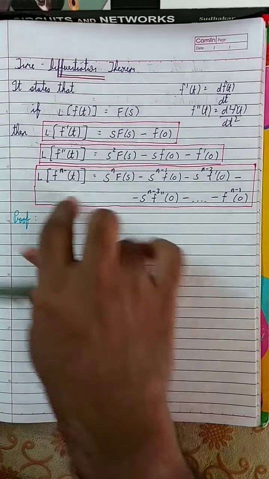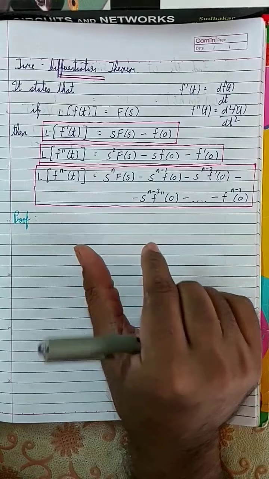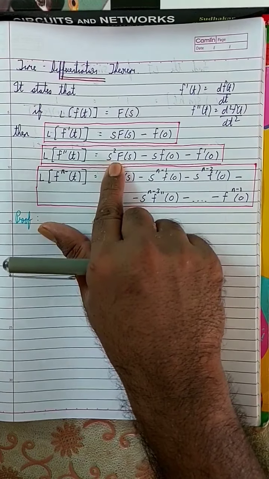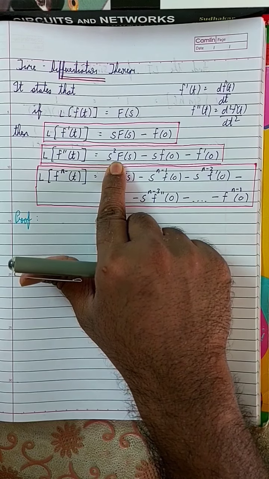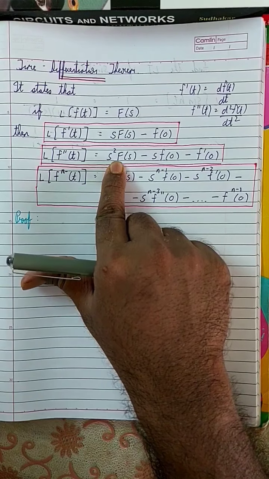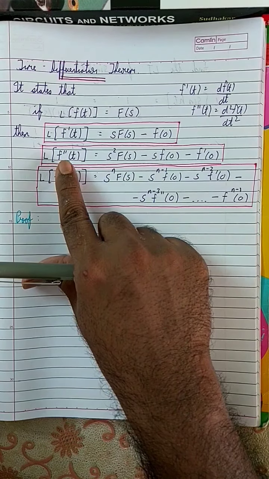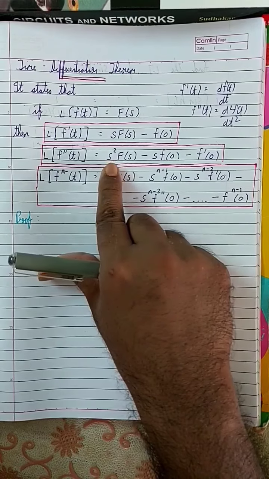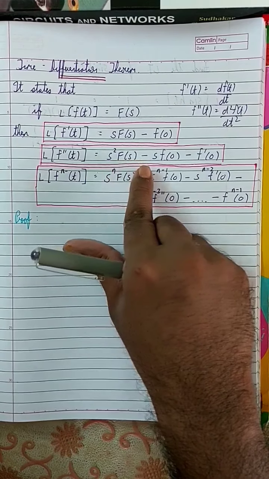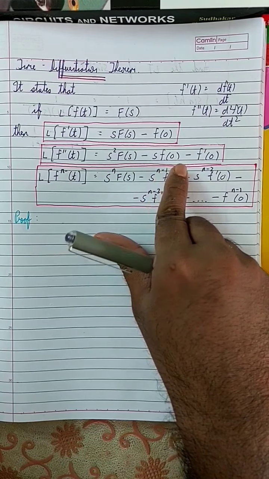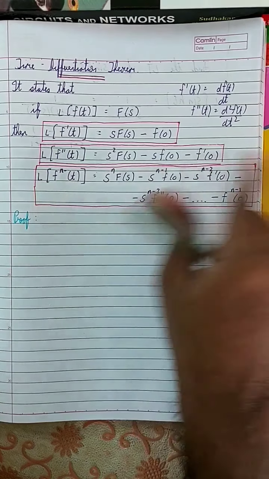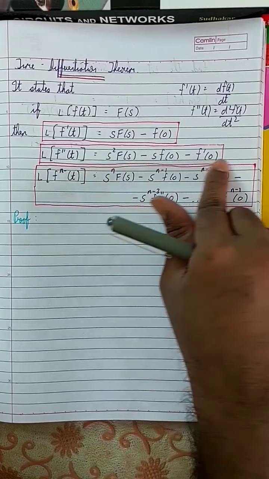So if you look at this equation, you are now able to write that however many times your function is differentiated, that many times you need to multiply your f of s with that power of s. For example, if it is d cube f of t by dt cube, the order is 3. So it will be s cube f of s minus s square f of 0 minus s f dash of 0 minus f double dash of 0. Like that it goes. That's how we'll be able to write the equations.